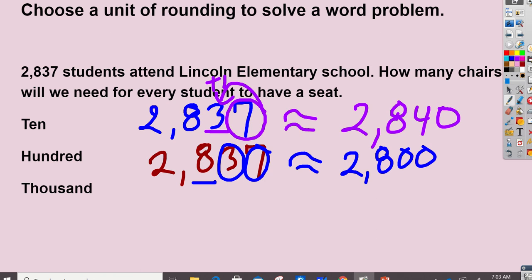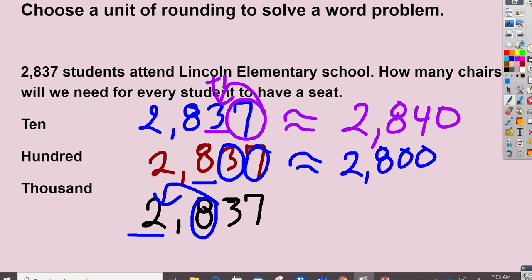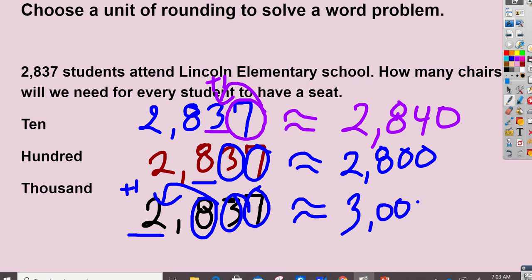I don't think we should round it to the nearest 100, but let's try to round it to the nearest 1,000. The digit in the thousands place is 2. The digit next door is 8. 8 is going up on the roller coaster. So I'm going to add 1 more to the 2, and the other digits now become 0. If we were to round this to the nearest 1,000, we would make this 3,000. Well, 3,000 is way more seats than we need.